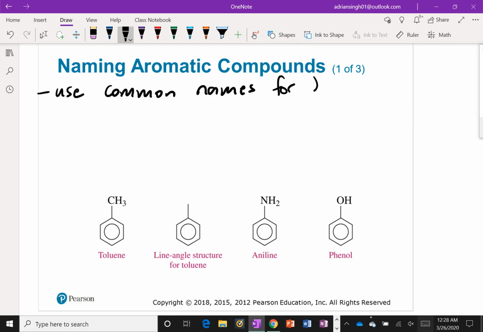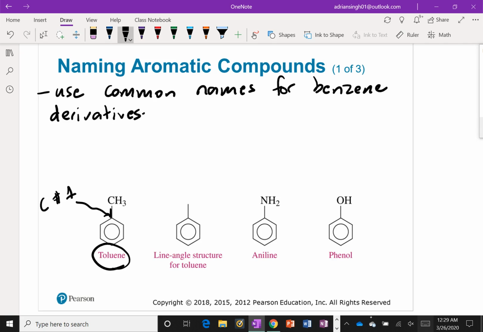For derivatives of benzene. All right, so if you have a methyl group attached to benzene, you may think, oh, maybe that should be methylbenzene. Well, the name that we use is actually called toluene. And toluene is benzene with the methyl group attached, which means that that carbon here would be carbon number 1 by default. So if you name something as toluene, that carbon over here has to be carbon 1.